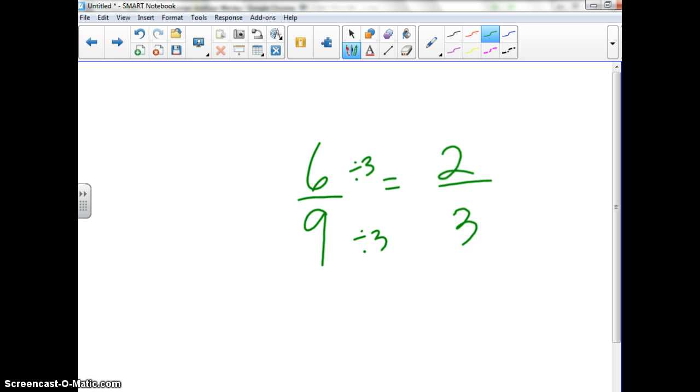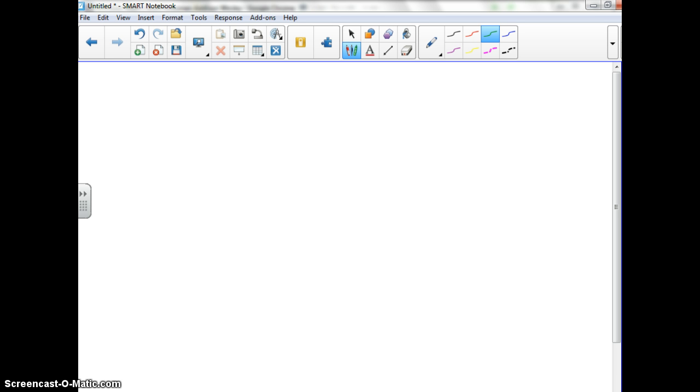We can multiply or we can divide. It doesn't matter. What is the most important thing to remember today is whatever you do to the top, you have to do to the bottom, and vice versa. I'd like you to grab your iPads and let's try some examples.